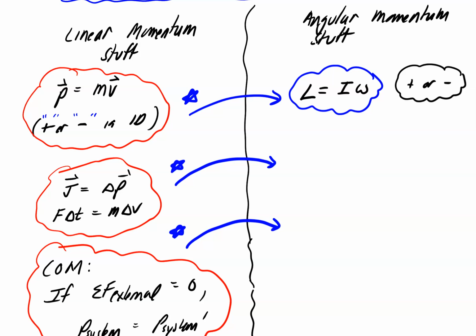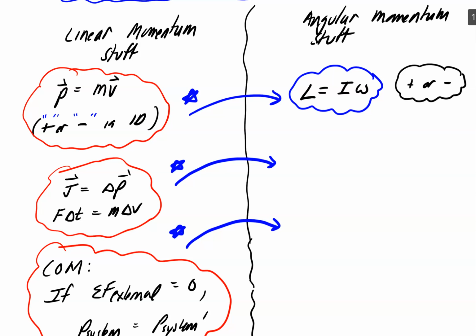The next one is this idea of the impulse momentum theorem, that on the linear side, if something receives an impulse, its momentum will change by that amount. For example, a 50 Newton second impulse would cause a change of momentum of 50 kilogram meters per second. Okay, there is an analogy in the rotational motion side.